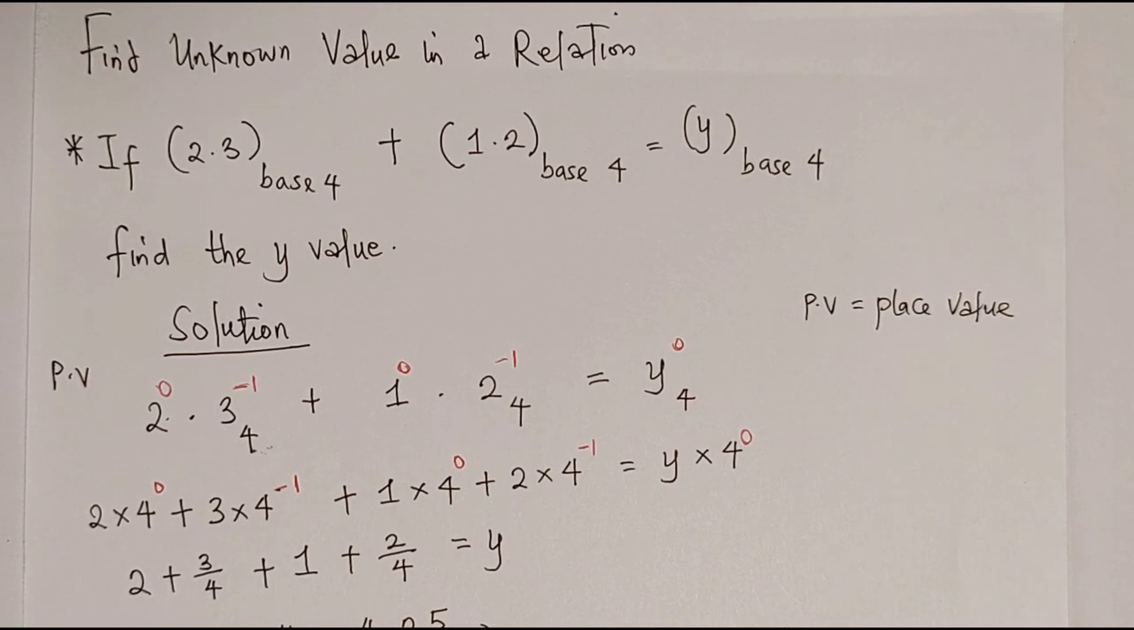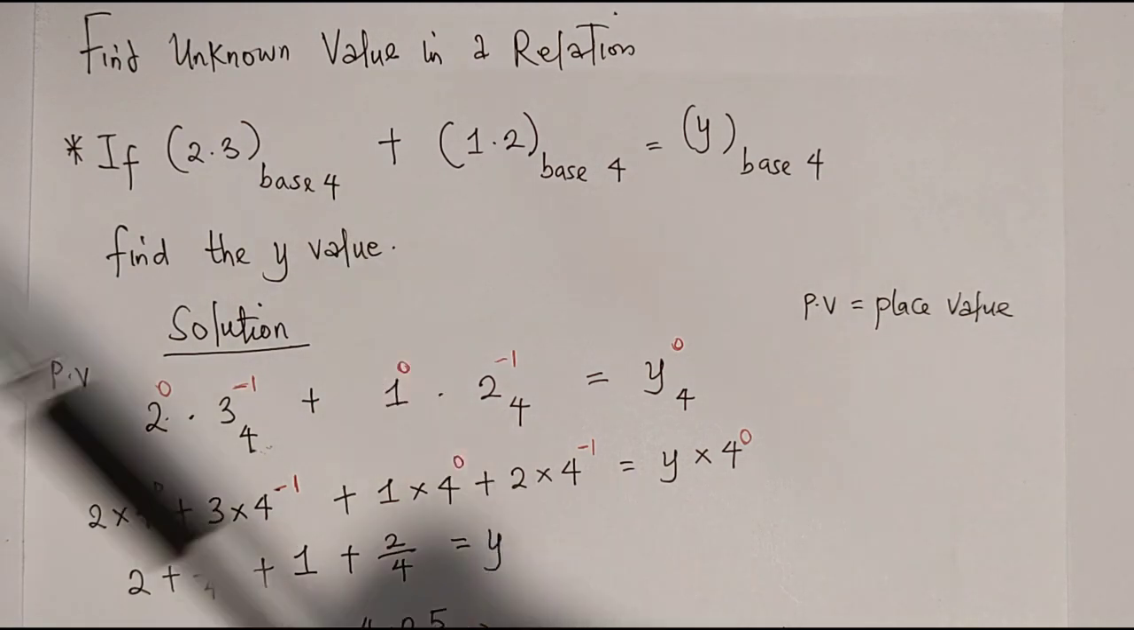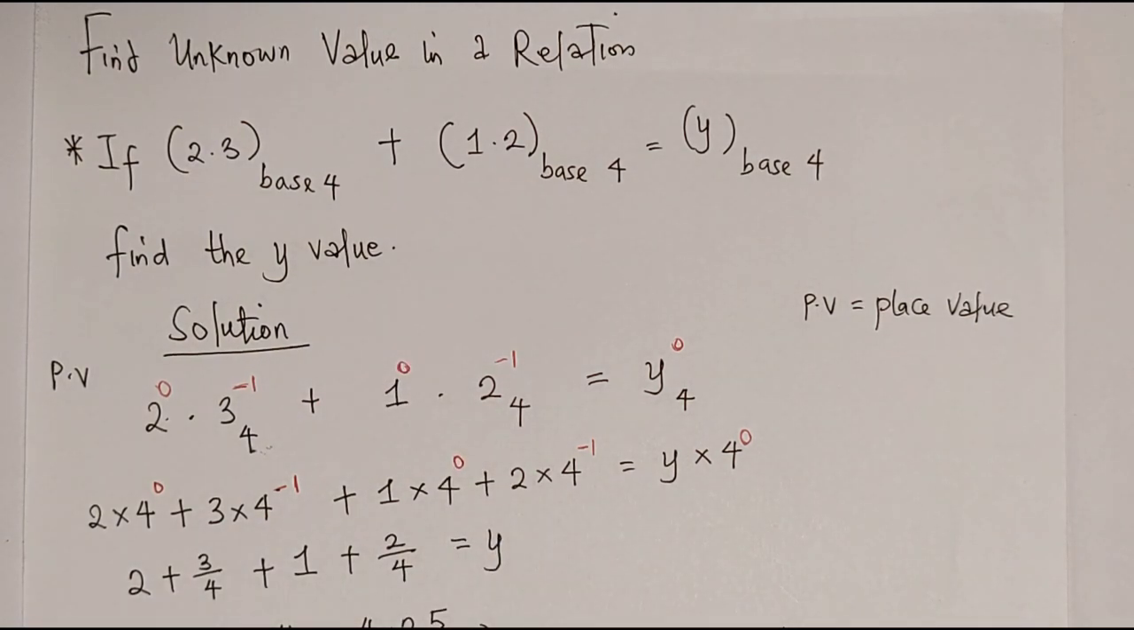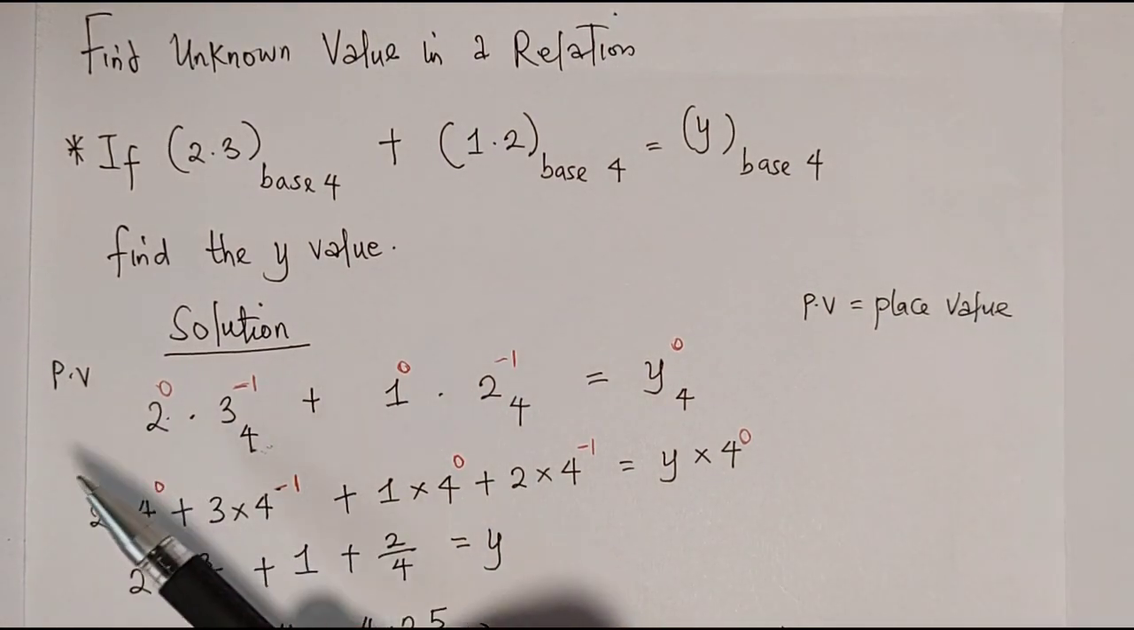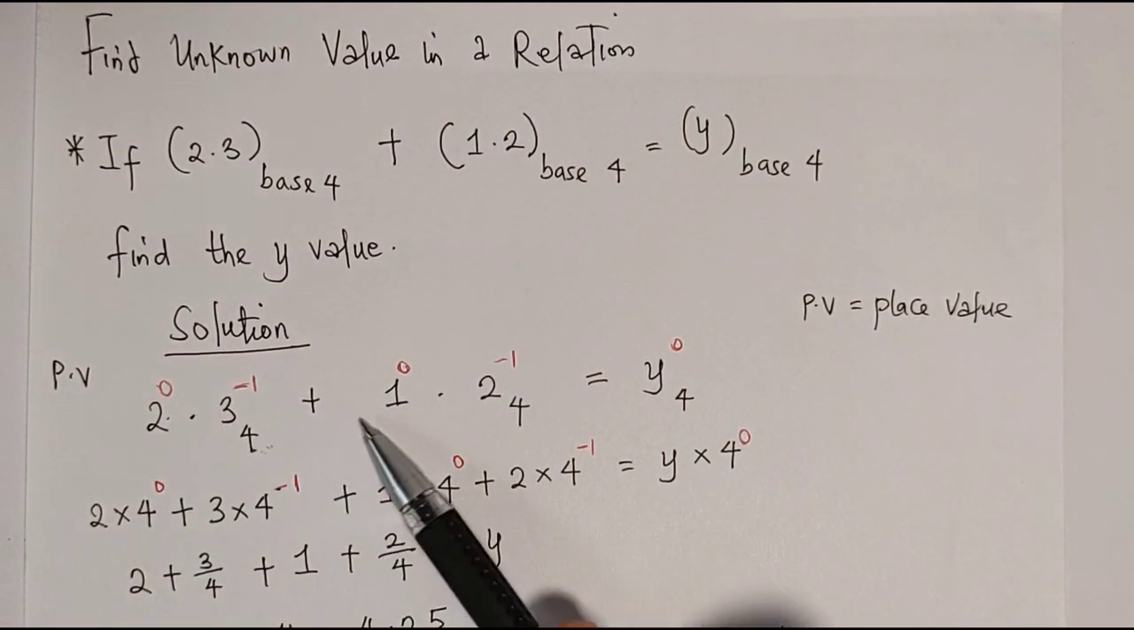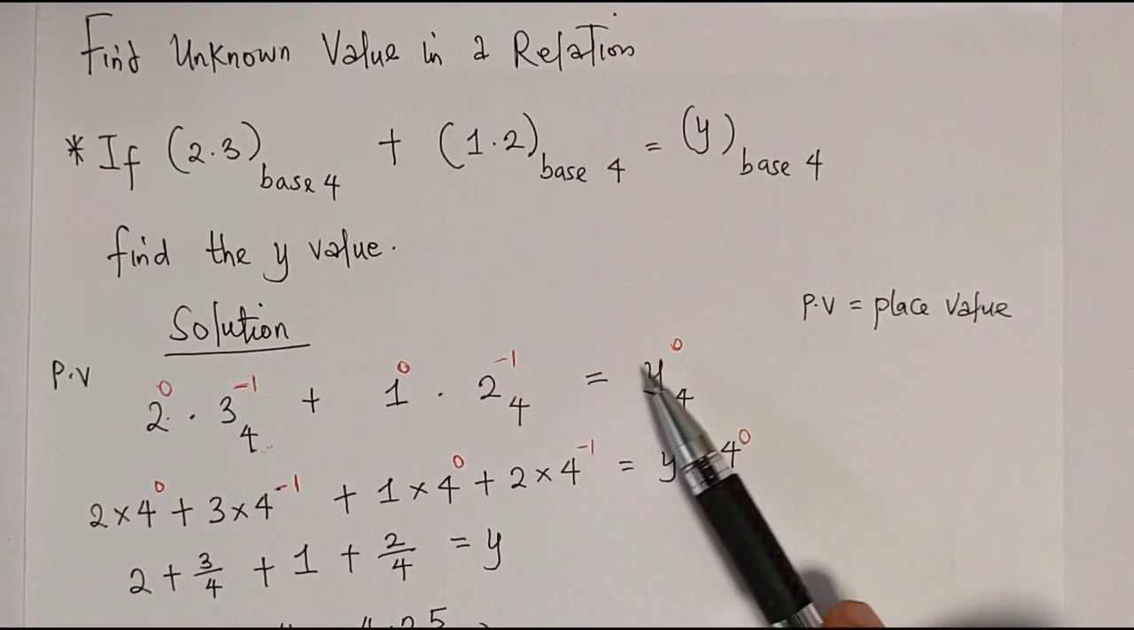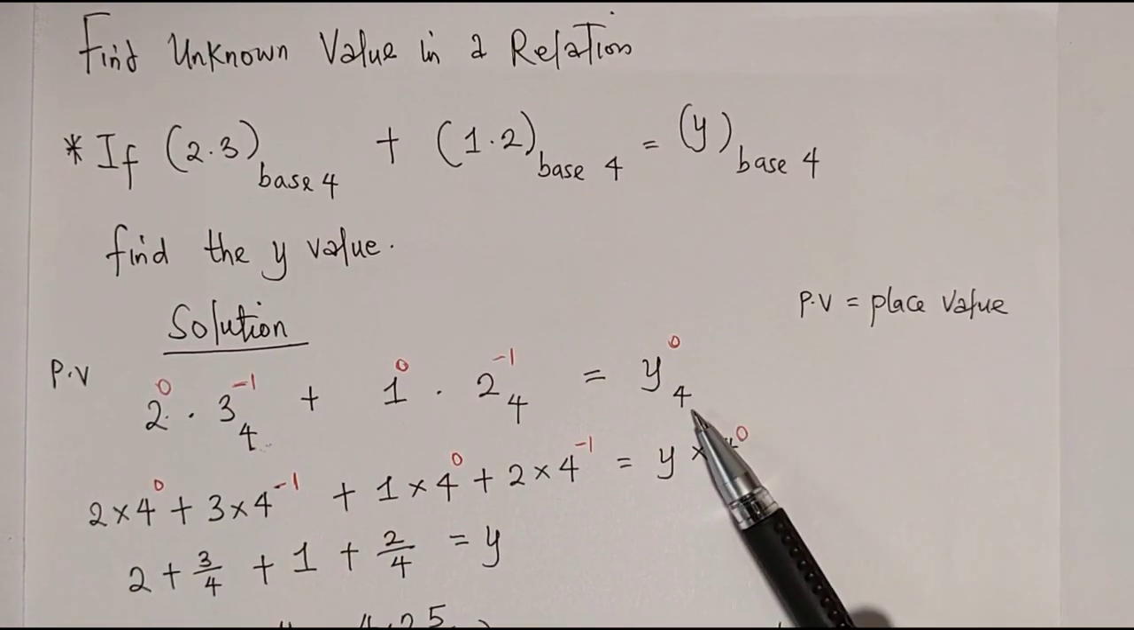In this video, I have a new topic for you, which is to find an unknown value in a relation. Now we have a question, which is to find 2.3 in base 4 plus 1.2 in base 4. We have to find the value of y, also in base 4. We have to first of all spread this out: 2.3 in base 4 plus 1.2 in base 4 equals y in base 4.